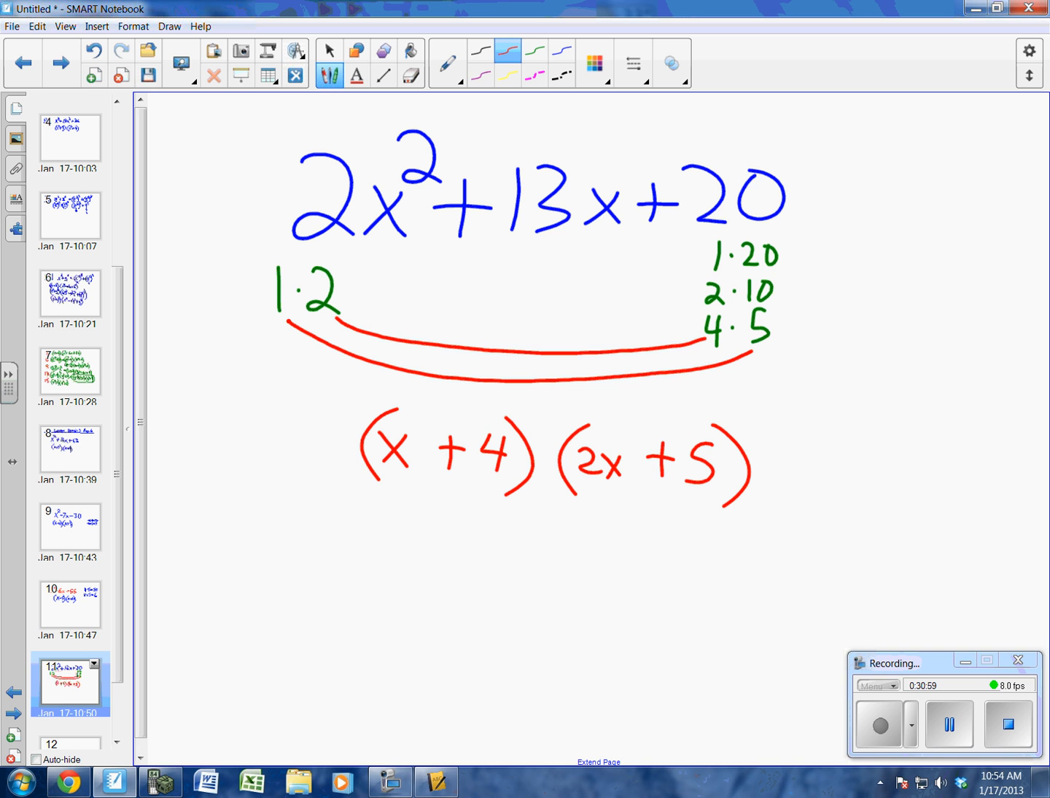Yeah, you can write 2x plus 5 and x plus 4. You can write it like this. You guys, let me ask you this. That's the same answer, isn't it? Same.